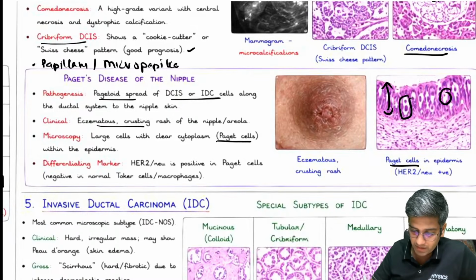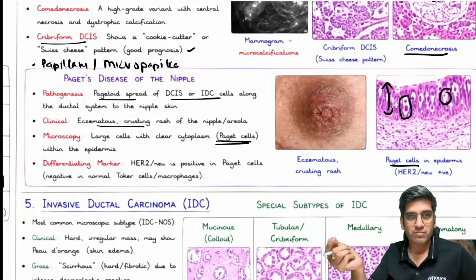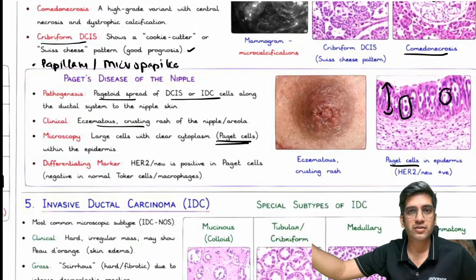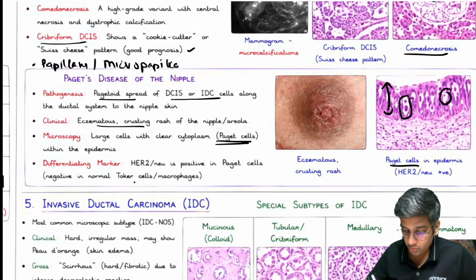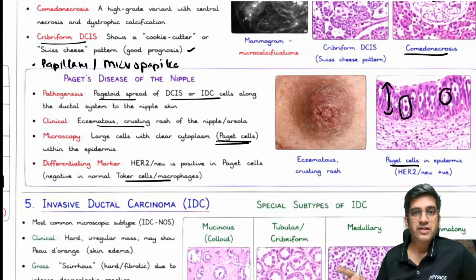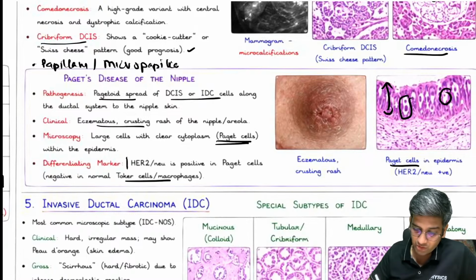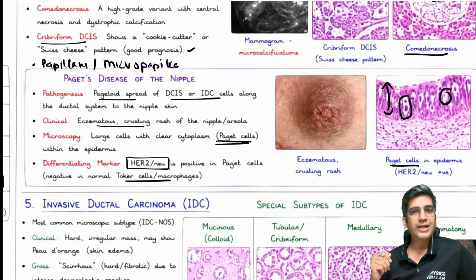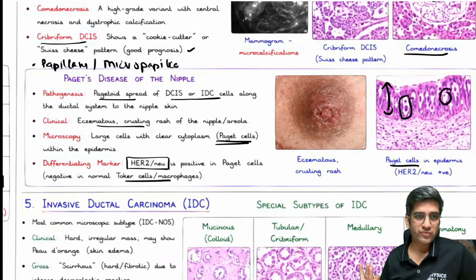But there is a problem here. Paget cells have clear cytoplasm. Eczema is a chronic condition, that is, it will have macrophages that also will have clear cytoplasm. We call them Toker cells. The way to differentiate them is these Paget cells are HER2 positive or they are CEA positive, right? If at all I have a diagnostic trouble, I'll do HER2. If it's positive, they are Paget cells. If they're negative, they are macrophages, and my diagnosis is different.